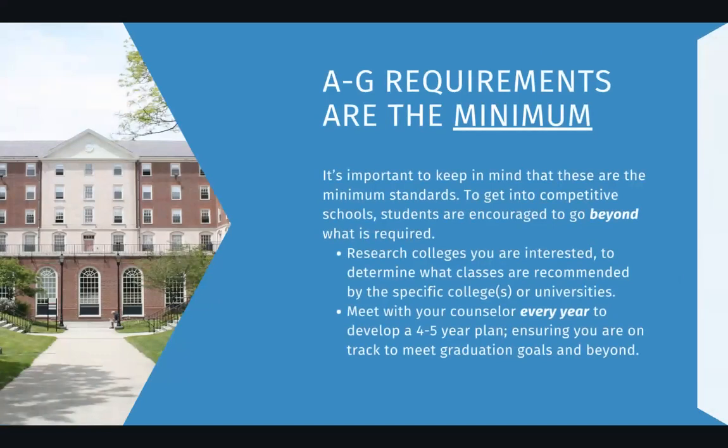So again, the A through G requirements are the minimum of what students need to complete. Each section also has a recommended amount of years. So we have the minimum and then the recommended amount of years that they take in that category. It's important to keep in mind that these are the minimum standards to get into a competitive school, and students are encouraged to go beyond what is required. So research colleges you are interested in to determine what classes are recommended by specific colleges or universities, and meet up with your counselor every year to develop a 4 to 5 year plan, ensuring you are on track to meet graduation goals and requirements.